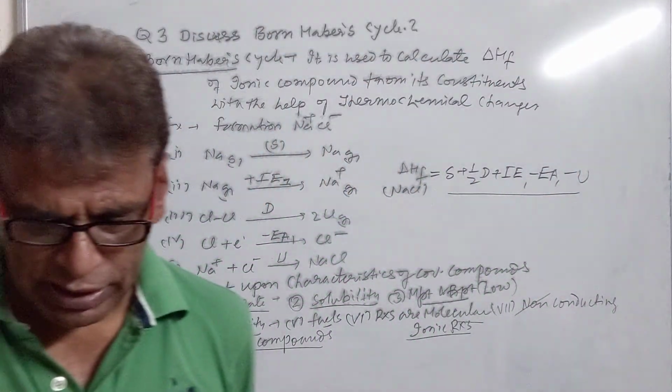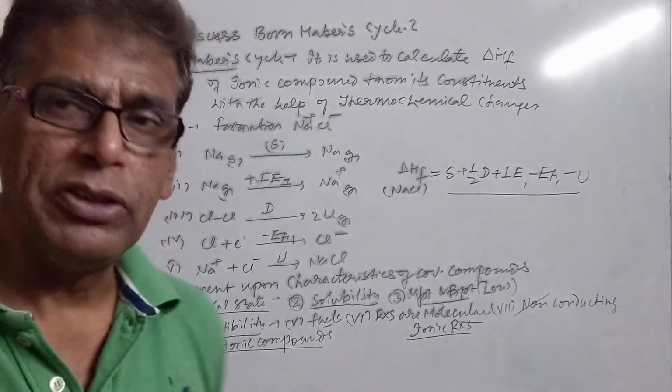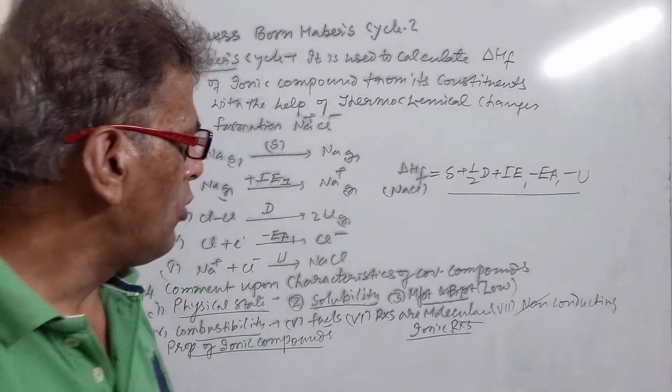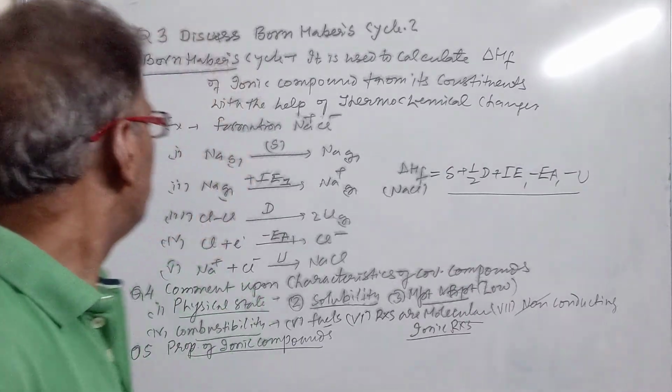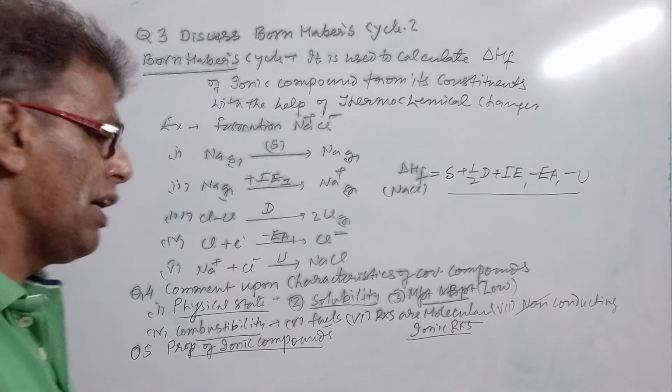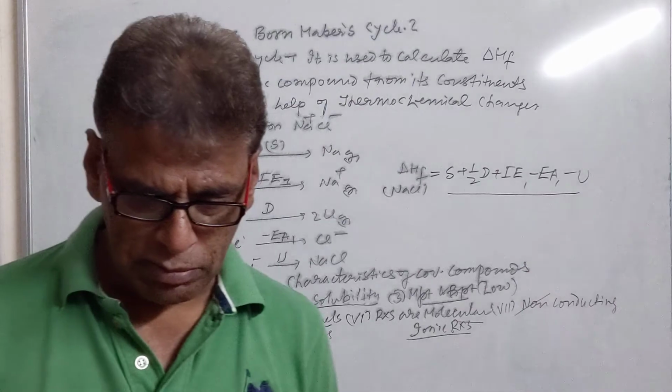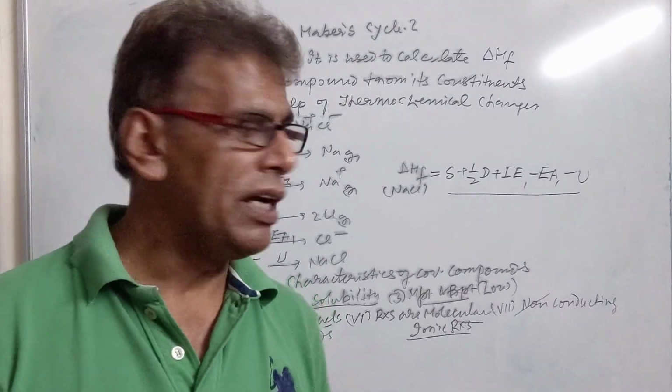You can also differentiate between the properties of ionic and covalent compounds. So this is regarding all the questions of this unit. We have studied 5 questions in our lecture number 3. Next questions will be taken in the next lecture.